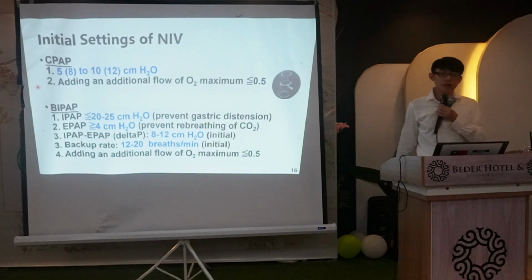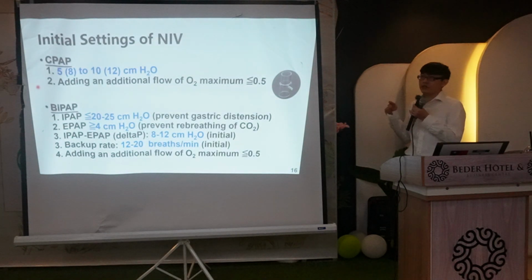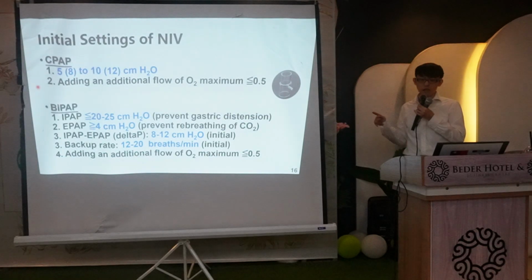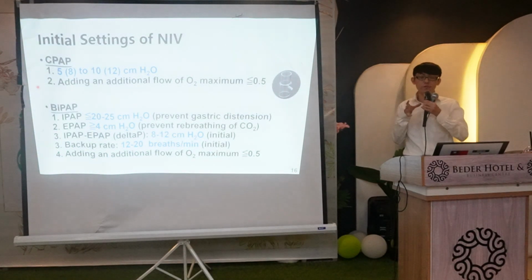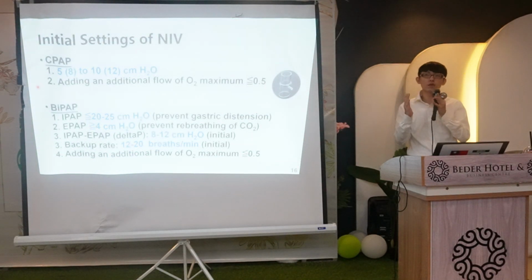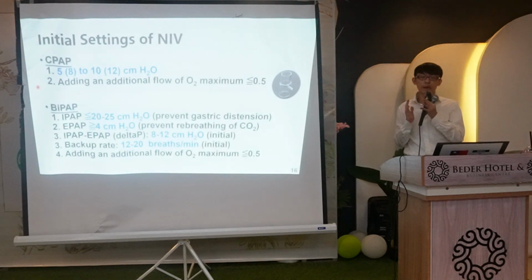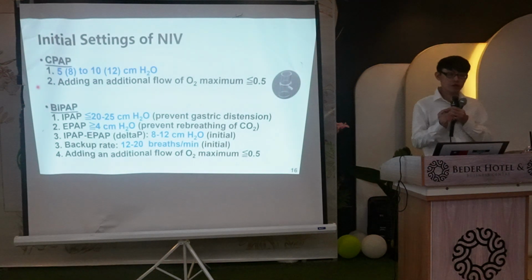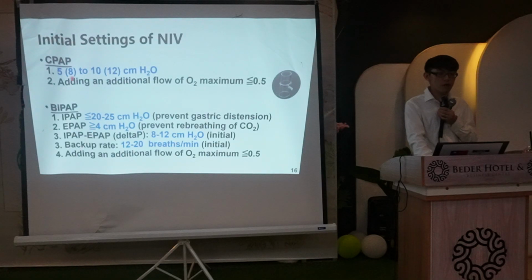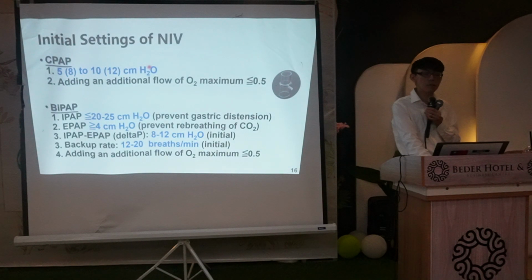Okay, so this is the initial setting, but I need to emphasize that this initial setting is not a fixed value. It's just a range or acceptable value. If you'd like to use CPAP, you may start from 5 to 10, or some textbooks write 8 to 12 centimeter water.